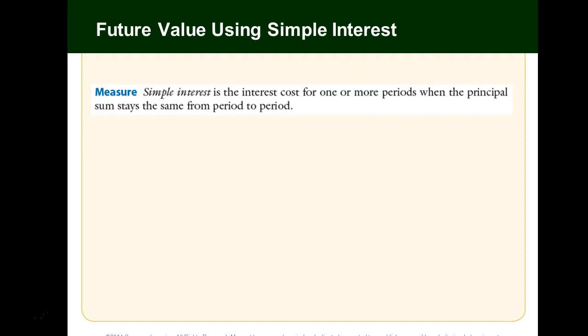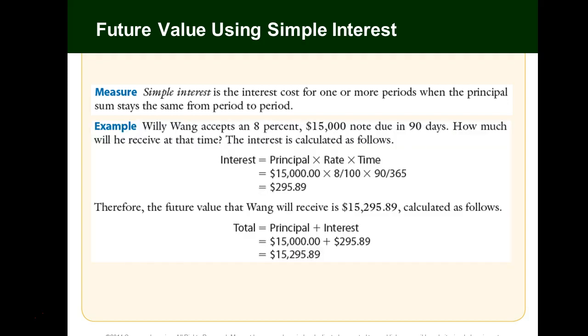Simple interest is the interest cost for 1 or more periods when the principal stays the same period after period. It's kind of how we computed it when we went over those problems. Willie Wang accepts an 8% $15,000 note due in 90 days. How much will he receive at that time? The interest is calculated by taking the principal amount times 8% times 90 days divided by 365 days in a year, or Willie would receive in interest for 90 days $295.89. So when Willie gets paid, he's going to get the $15,000 plus the interest of $295.89.